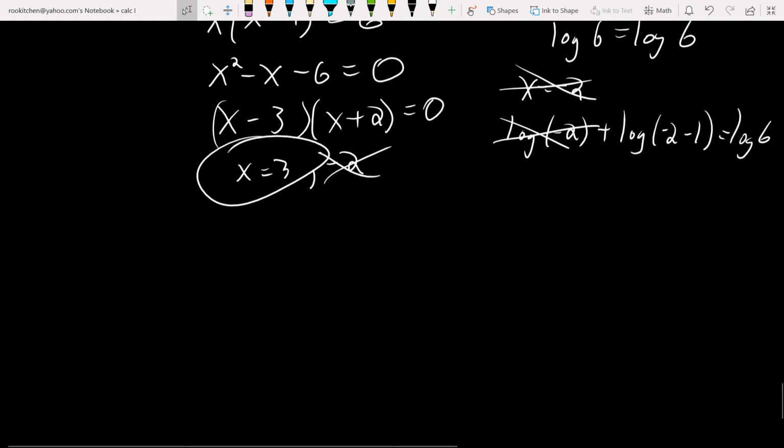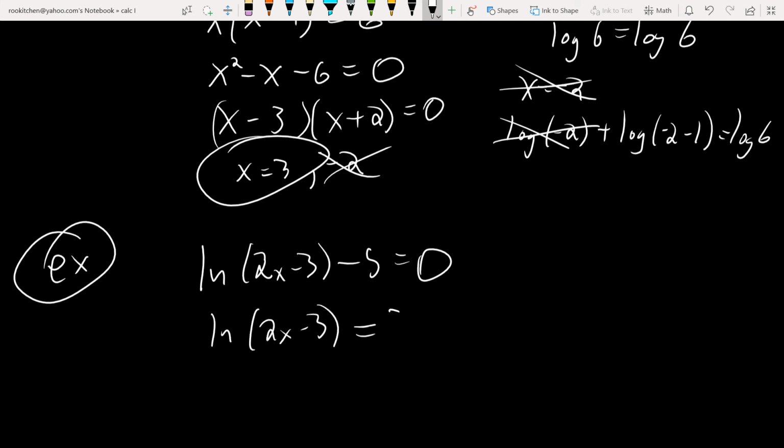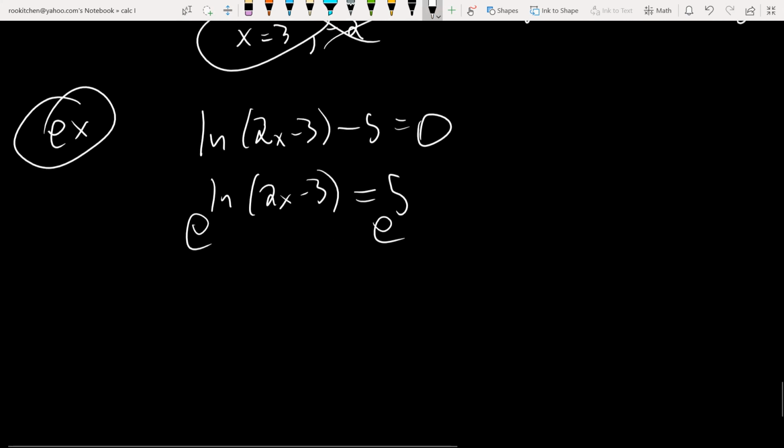One more where we kind of have to exponentiate. So let's say I have ln of 2x minus 3 plus 5 is 0, or maybe minus 5. Okay, so I'll get the 5 on the other side, isolate the logarithm, and then you can exponentiate both sides. On the left-hand side, the e and the ln kind of cancel each other out. That goes back to the cancellation equations, right?